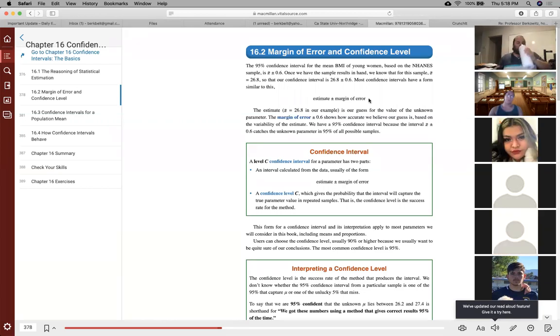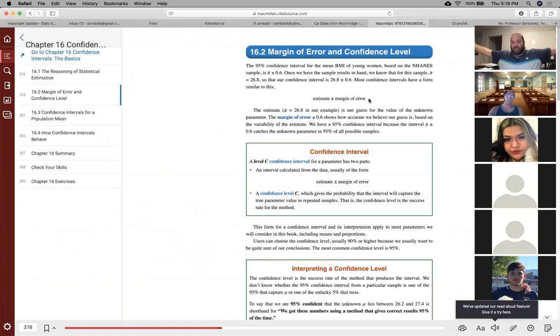It should be smaller, right? Because if you're more confident about it, then that means... Well, let's think about it. If I give you an interval this size, how certain are you that the true value is going to be in that interval? But if I give you an interval this size, are you more or less confident that you caught it?